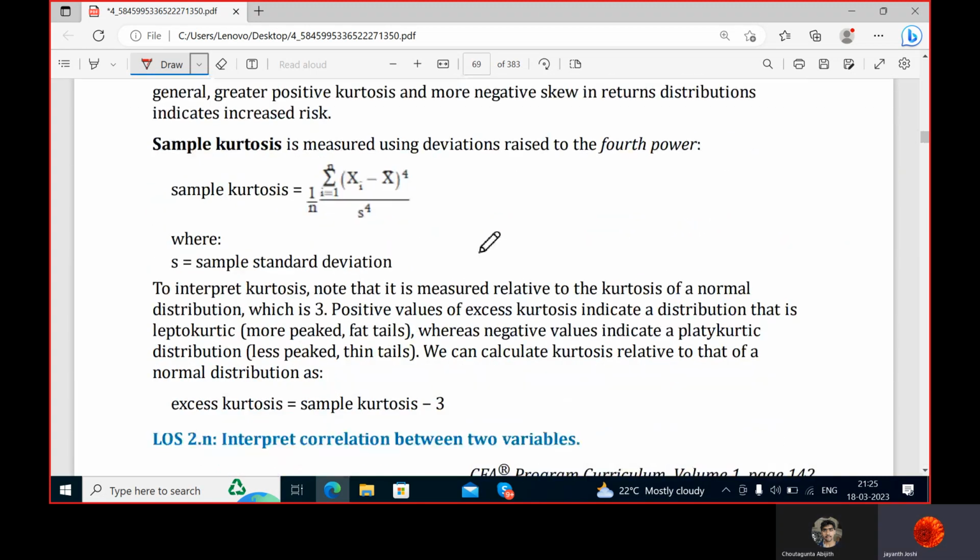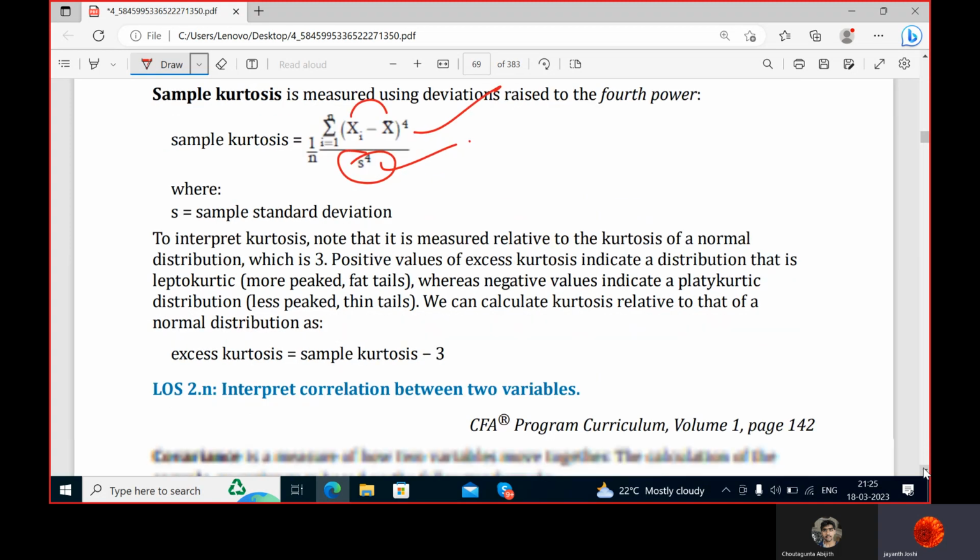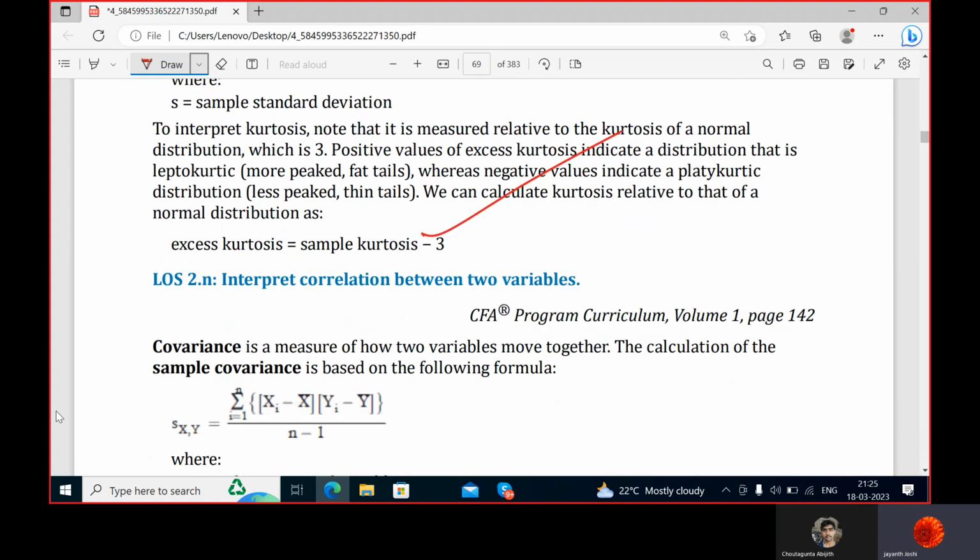And the formula for kurtosis is always this. That is the power 4 of the deviations divided by the power 4 of the standard deviation. And we always divide by the standard deviation to normalize the data. Okay. Excess kurtosis has been explained to you. Now let's go for the next topic, that is covariance.